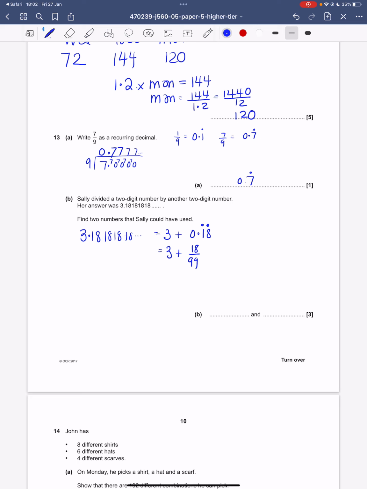So your answer is, right, this will cancel. That's 18 and 99 both divided by 9. So it's 3 and 2/11ths. Now it's one 2-digit number divided by another 2-digit number. So let's see if we make this into a top-heavy fraction. 11 times 3 is 33, plus 2 is 35. 35 divided by 11.